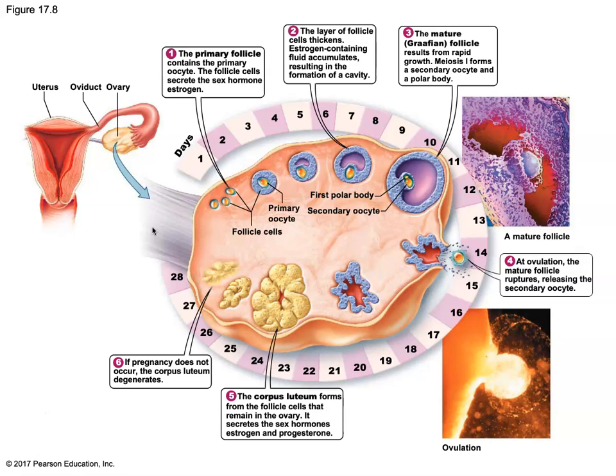If fertilization does occur, then the human chorionic gonadotropin hormone is going to be produced by the embryo and help maintain that corpus luteum. The hormones of the corpus luteum maintain the endometrium, keep it from shedding.